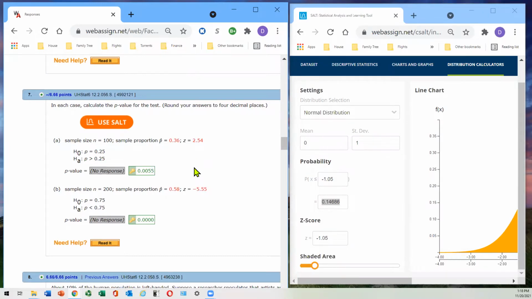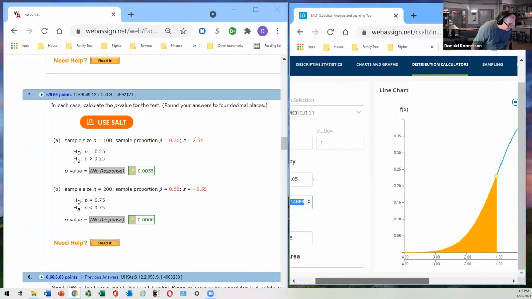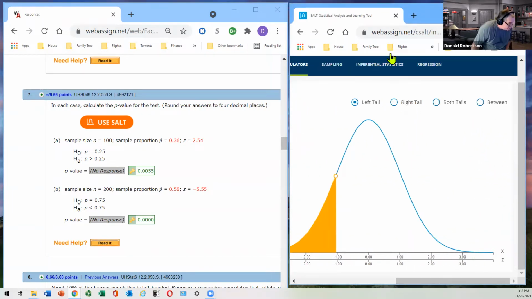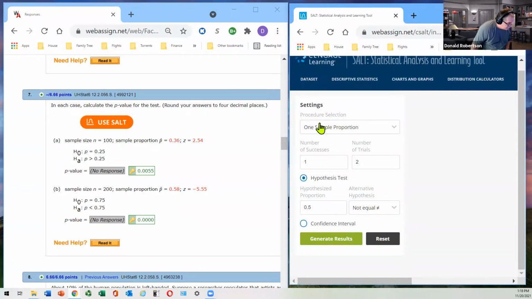So we have a whole load of information here, right? And we are going to find the p-value. So what do we know? Well, we know the sample size is 100. We know p hat is that. We know z is this. We know the null. We know the alternative. We know everything that you would expect to get from a hypothesis test. So I am now going to go inferential statistics, and I'm going to go one sample proportion.